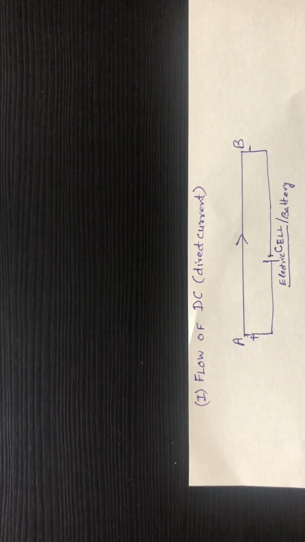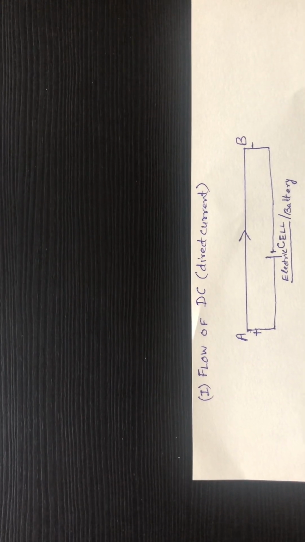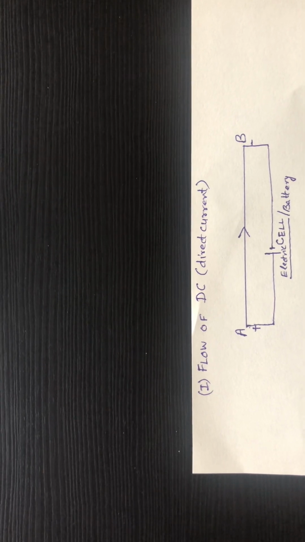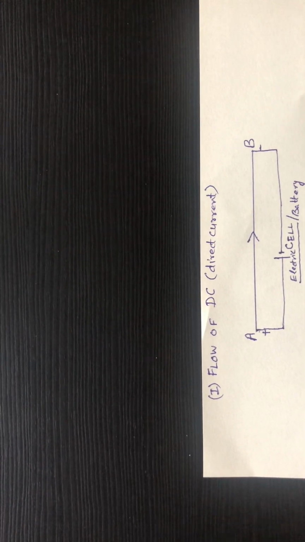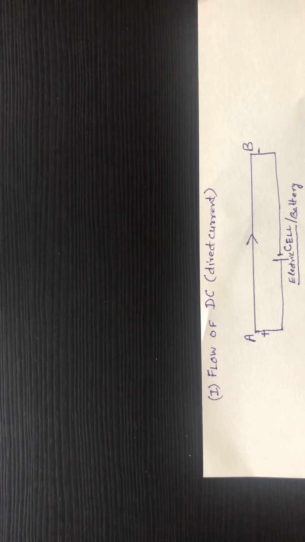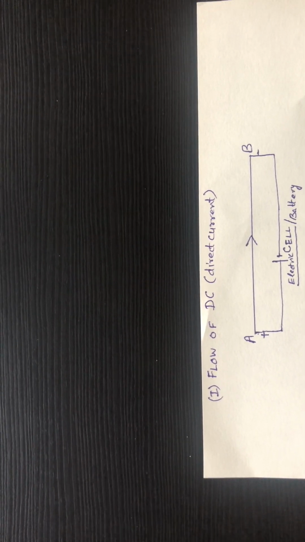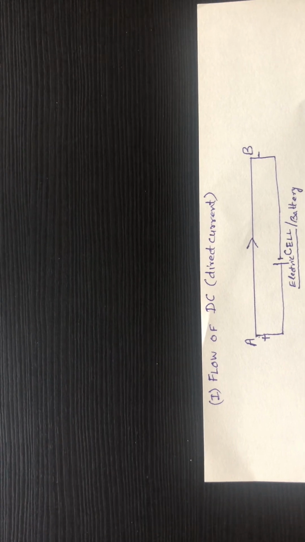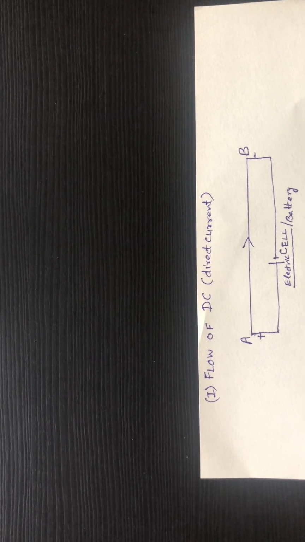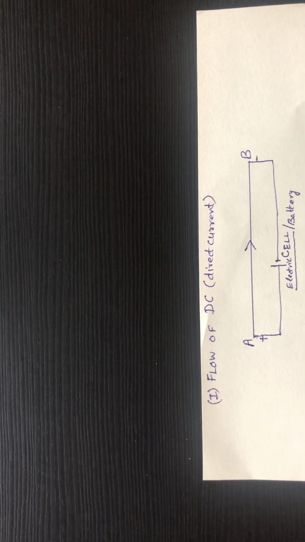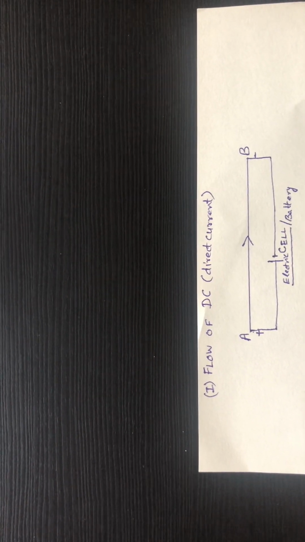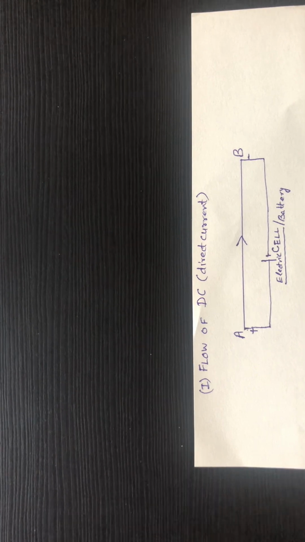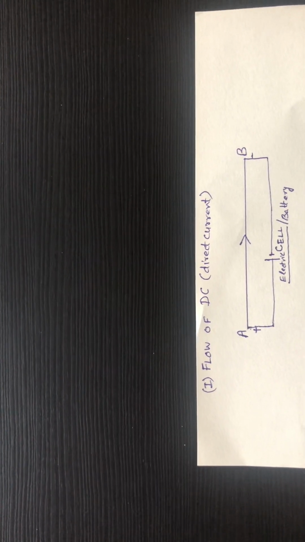Let's understand how the current flows through a wire or a conductor. So here I have connected a wire AB to a cell or a battery, that is a DC source. The end A of the wire is connected to the positive end of the battery. The B end of the wire is connected to the negative end of the battery. So that means A is at higher potential and B is at a lower potential.